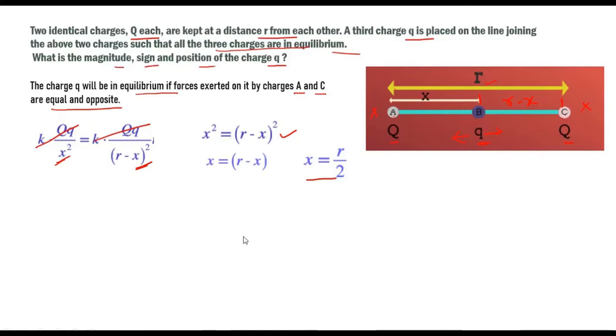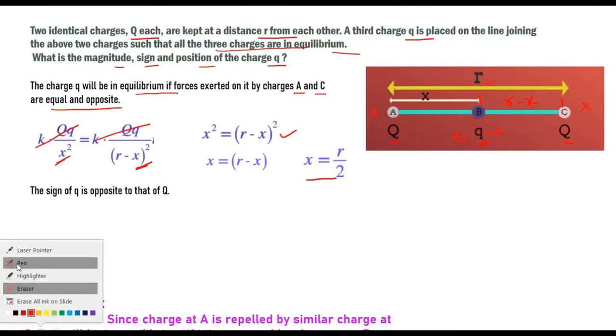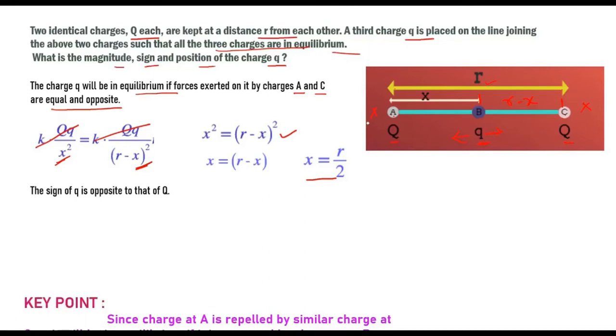Now the key point is to find the sign of small q. How can we find the sign of small q? We can get it by considering a concept: if capital Q is in equilibrium, that means the two forces on capital Q must cancel each other. Now what is the force acting on the charge at A? The charge at C will be repelling the charge at A in this direction.